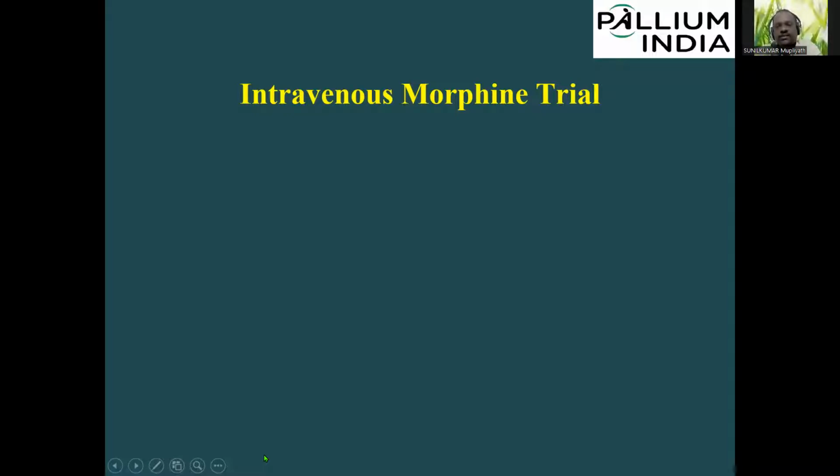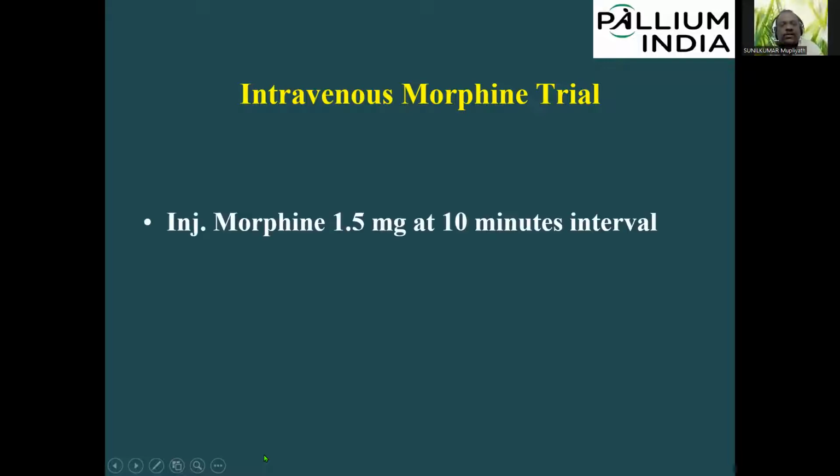How to relieve pain with intravenous morphine. So you have to give injection morphine 1.5 milligram at every 10 minutes interval. The available ampules of injection morphine might be different for different states. In Kerala, we have 15 milligram ampules in 1 ml. So we can dilute 1 ml of morphine with 9 ml of normal saline, so that the total 10 ml contains 15 milligram, and each 1 ml contains 1.5 milligram. So we have to give 1.5 milligram of morphine at every 10 minutes interval.